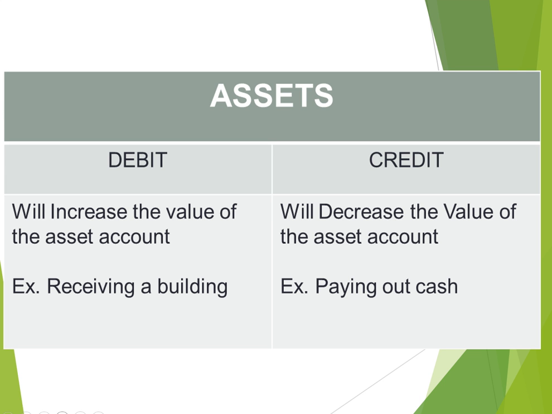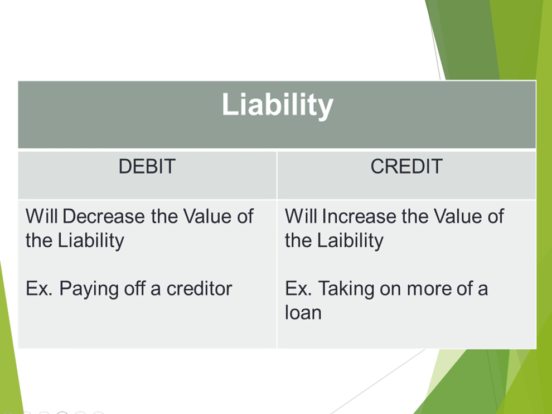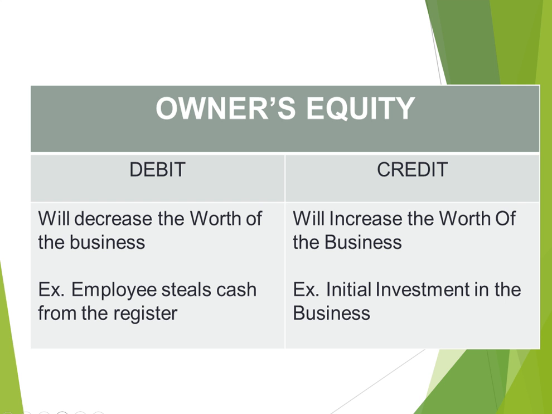Now, in assets, if there is a debit, it will increase the value of the account. Suppose you purchase a building. In credit, it will decrease the value of the account. You pay out cash to someone. In liability, debit will decrease the value of the liability. I gave you this example earlier: you pay off a creditor. In credit, it will increase the value of a liability. You are taking a bank loan. In owner's equity, I have already given you an example.